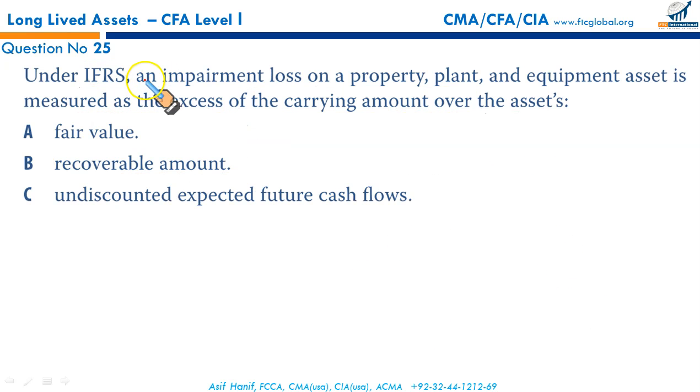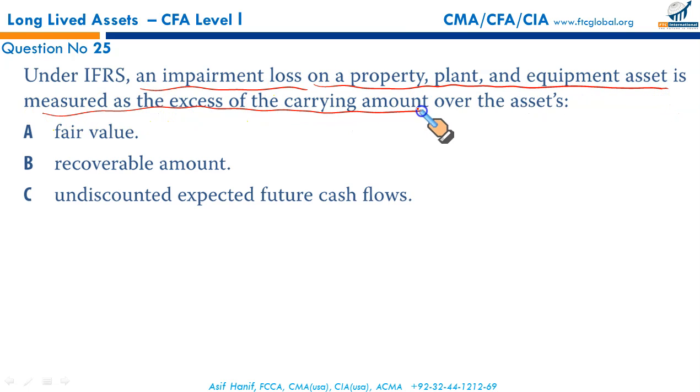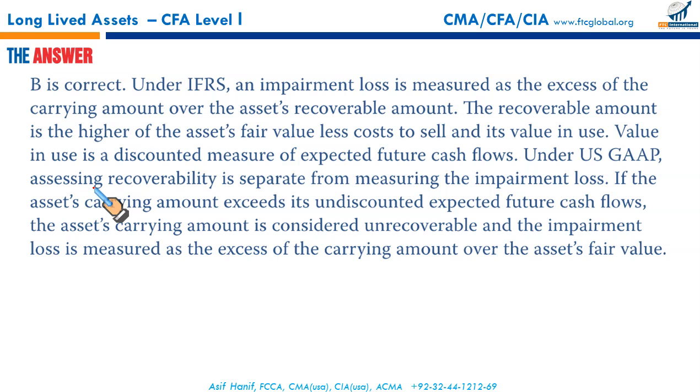Next, under IFRS, an impairment loss on property, plant and equipment is measured as the excess of carrying amount or the book value over what? Recoverable amount. We just saw that. So that makes B the correct option.